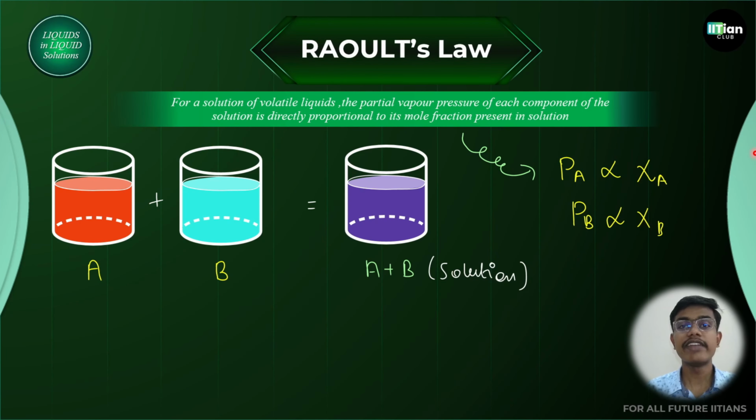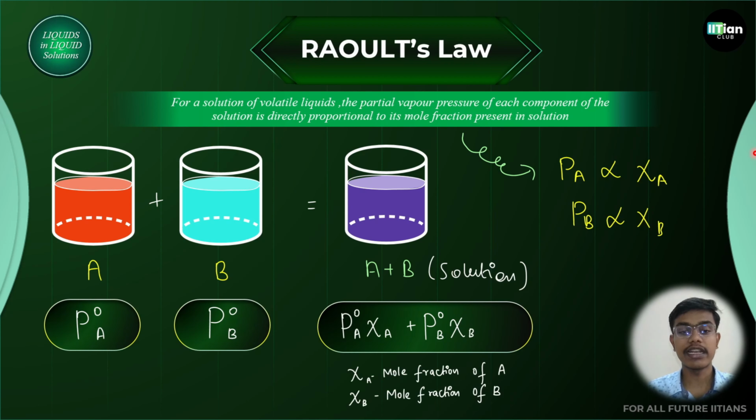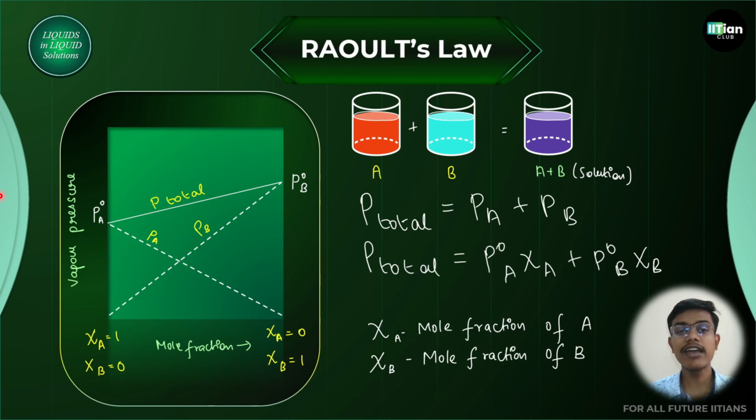Raoult's law states that when you have a solution containing two components, A and B, the partial pressure of A and the partial pressure of B is directly proportional to the mole fraction of A and mole fraction of B inside the liquid. We'll be mathematically writing it like the total pressure above the solution A plus B is equal to P naught A XA, that is the mole fraction of A, plus P naught B XB. P naught A and P naught B are the vapor pressures of the pure solvents A and B without mixing. And graphically, we'll be denoting Raoult's law like this.